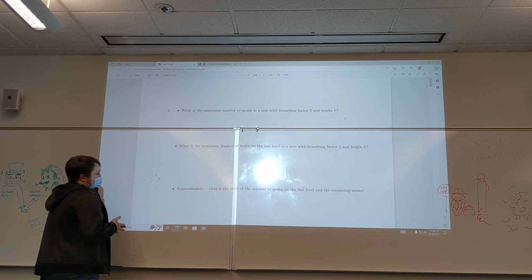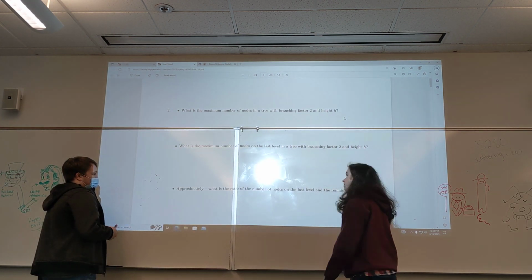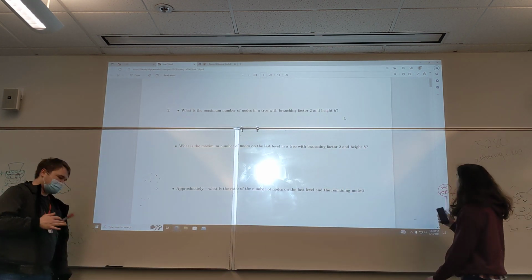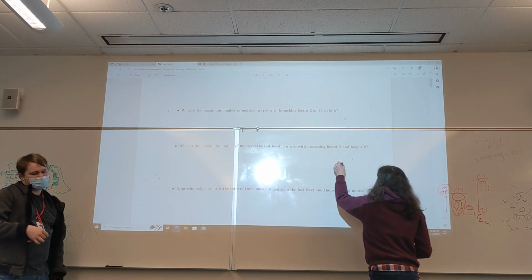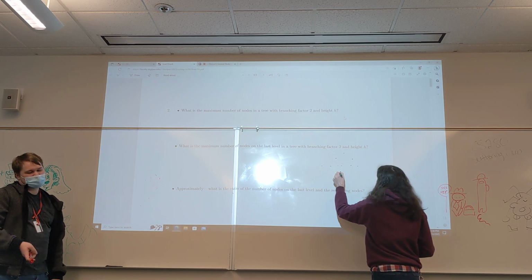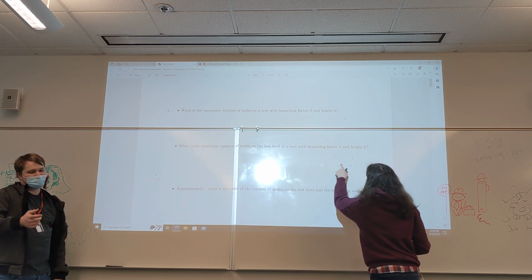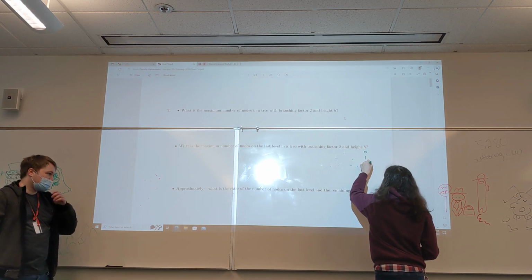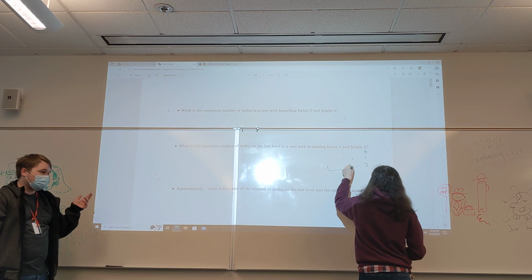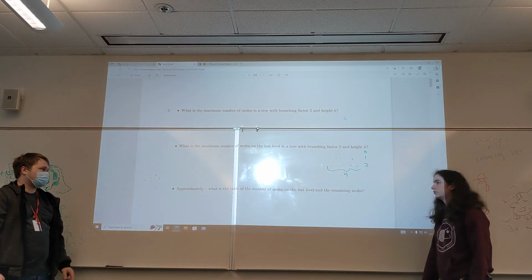Approximately, it's about 1 to 1. What is the maximum number of nodes on the last level in a tree with branching factor 2 and height h? Well, if h is 2, then the tree has 7 nodes, and the last level has 4 nodes. So that's a ratio of 4 to 3. As you tend toward infinity, this ratio gets very, very close to 1 over 1.